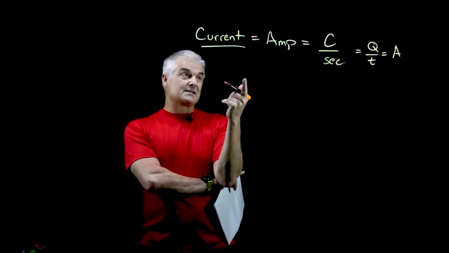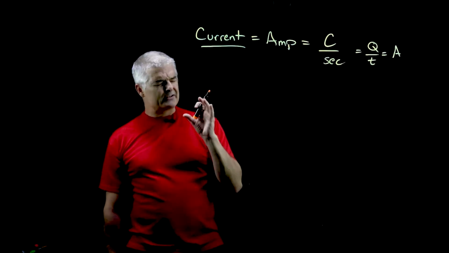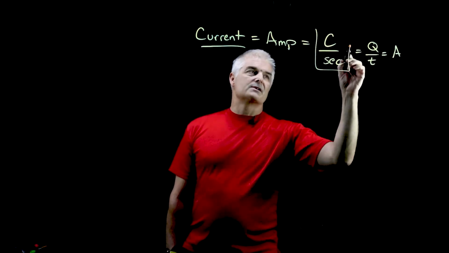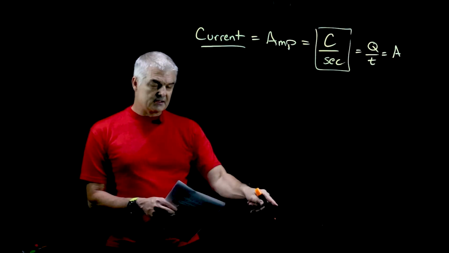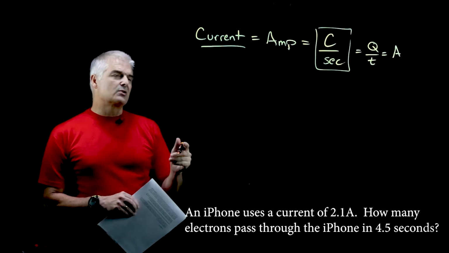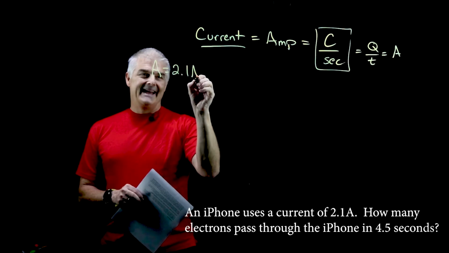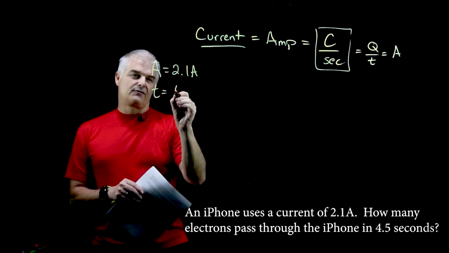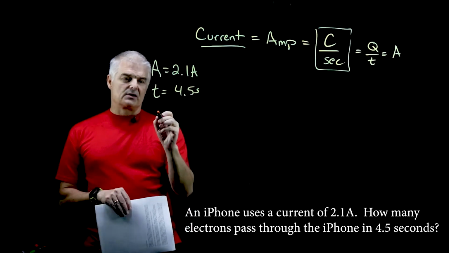So it's really a very simple equation, and once you know this, oftentimes you're going to get a problem that says it's got so many amps. But when you think of amps, it's almost always best to break it down into its base units, which are coulombs per second. So let's take a look at this example right here. We've got an iPhone that uses a current of 2.1 amps, so A is 2.1 amps. The time is 4.5 seconds, and it asks how many electrons?